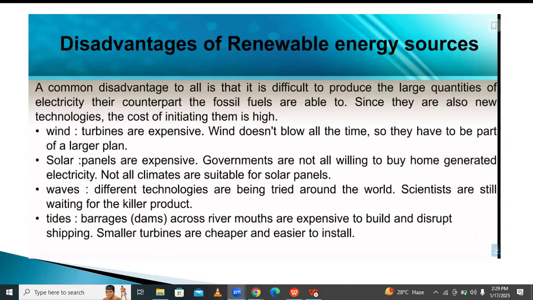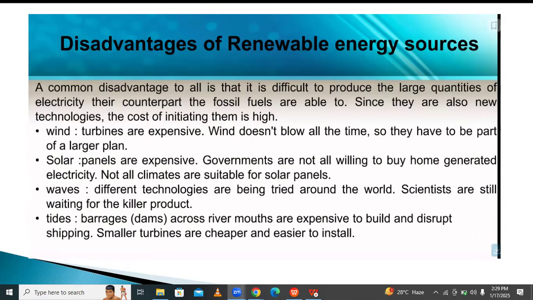For example, solar systems. To produce a large amount of energy from solar, more land is required, but not in coal plants, that is, thermal plants. The land required for thermal plants is very small compared to solar systems. That is one of the problems.